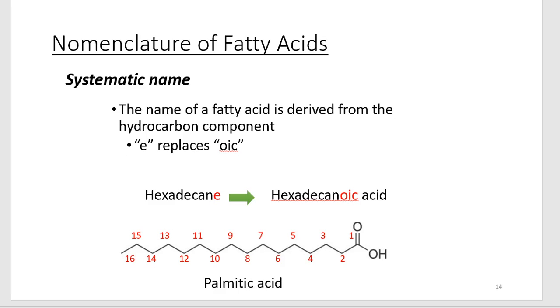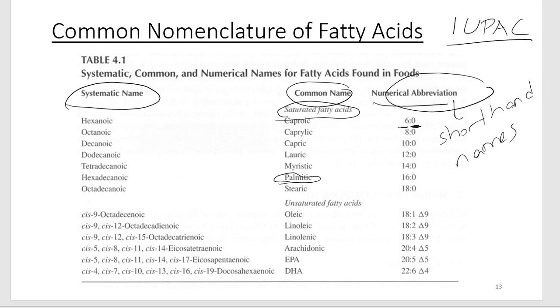Let's look at the systematic names for saturated fatty acids. The IUPAC system names the parent hydrocarbon of the fatty acids on the basis of the number of carbons. For example, 10 carbons would be decane. Here we have hexadecane because we have 16 carbons. And the terminal E in the hydrocarbon name is replaced by oic. Let's look at the table again. We have 16 carbons. It's hexadecanoic acid. This is the systematic name.